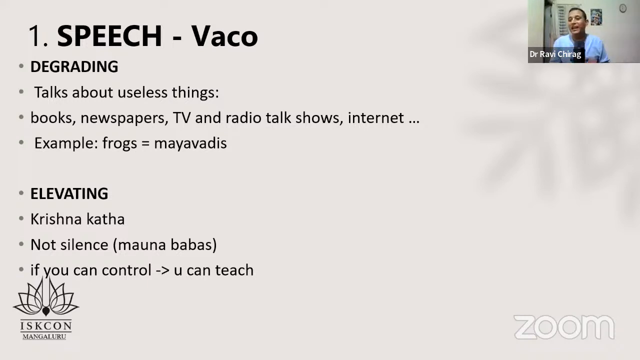And third come the elevating things. One is the neutral thing, Mauna Baba; this side is negative, degrading; and this side is positive, speaking about Krishna. So elevating is Krishna Katha and not silence, Mauna Baba, who wants to remain silent for the full life.